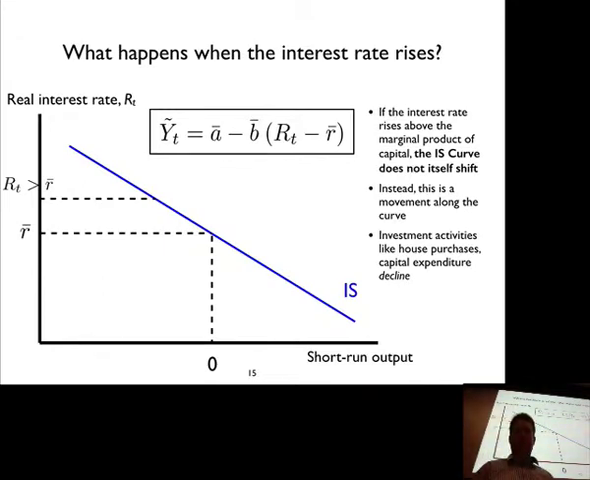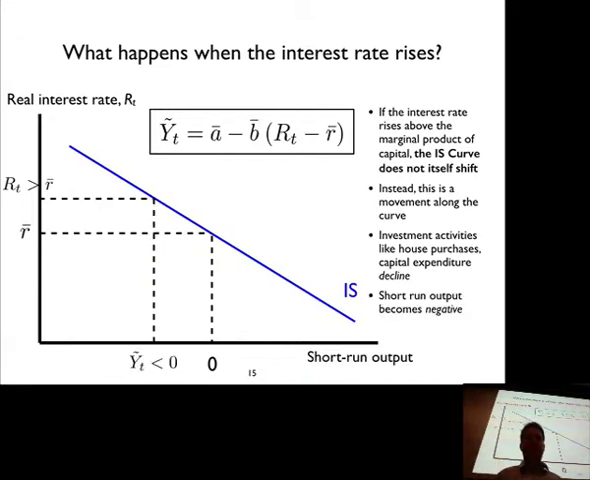Here's a story about the Fed setting an interest rate that's above the marginal product of capital. And when that happens, then investment activities like housing purchases and other capital expenditures decline, and so short-run output becomes negative. So this would be a story about the Fed raising the real interest rate and causing a recession. And you might wonder, well, why would the Federal Reserve ever do that? And it turns out the reason is inflation might be the target.